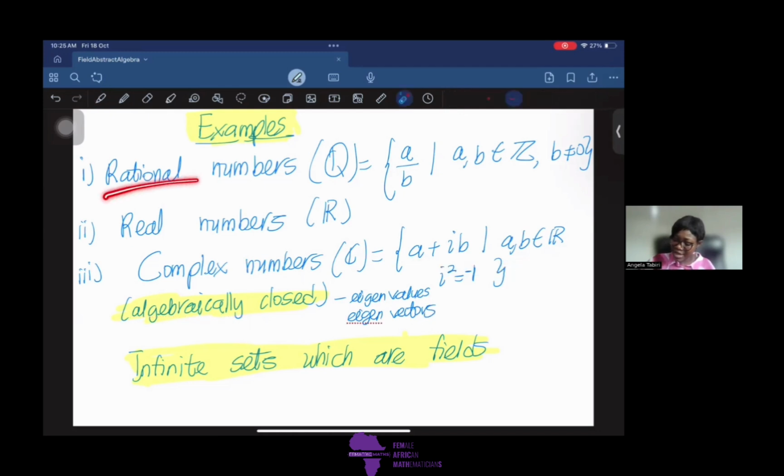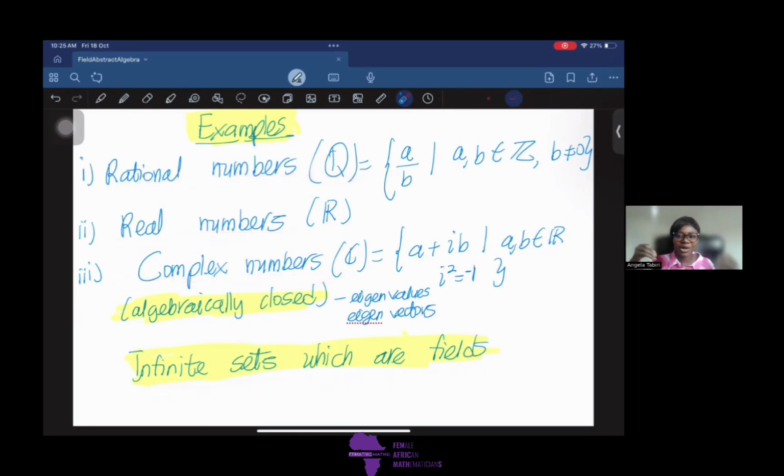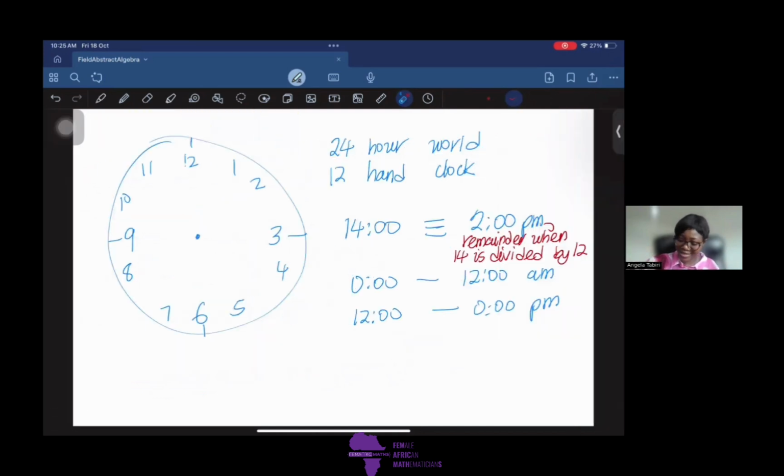All these examples here are examples of infinite sets which are fields. So that means they are very large. But can we look at some finite sets which are fields? Let's consider the 12-hour clock. We live in a 24-hour world, but we use a 12-hour clock. So usually when it's 1400, we say it's 2 p.m. Or we tell time by what? AM and PM. So AM means from midnight to 12 noon, and PM is from 12 noon to midnight again.